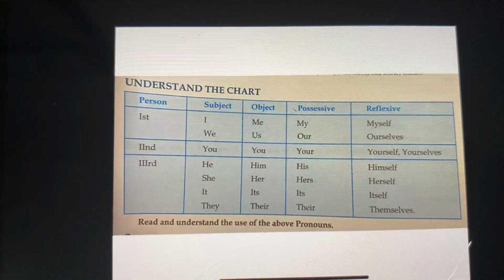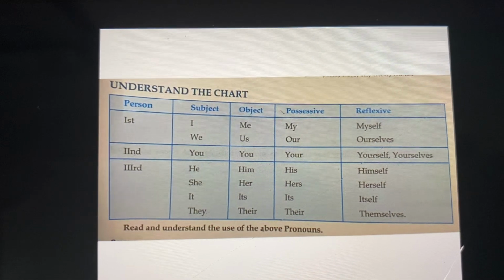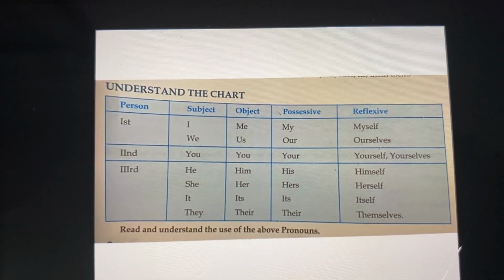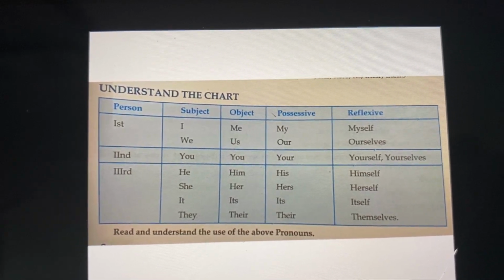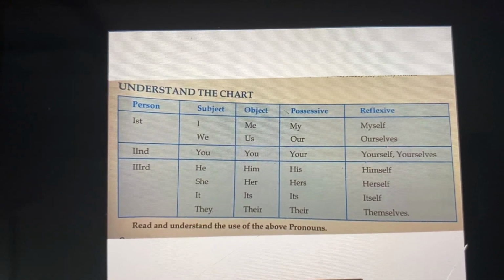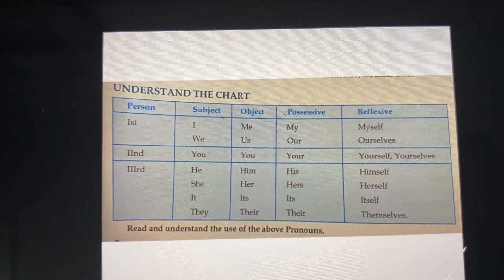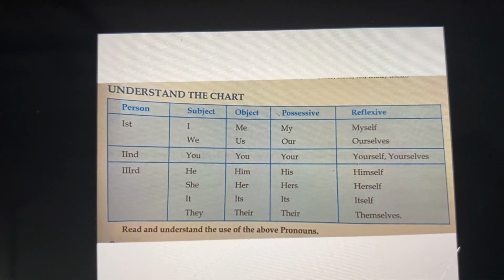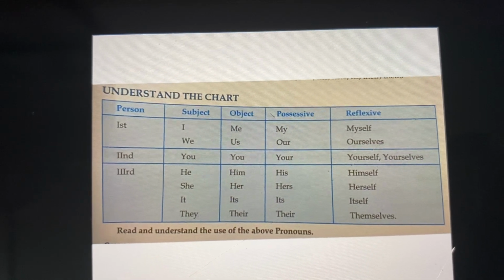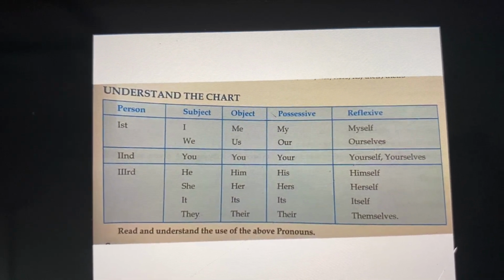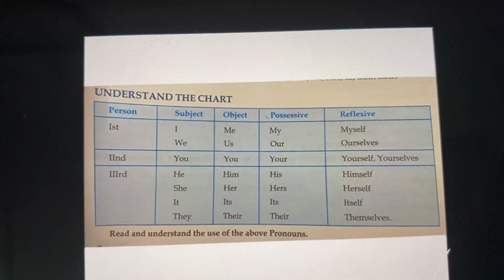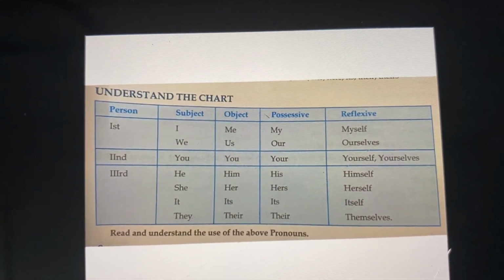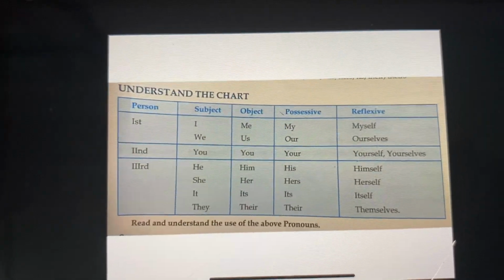Now let's see. First person we always use I. Now let's take an example. I need to talk. I is a first person. Now if I say I need to talk to you, now you will be my second person. And if I further extend the sentence and say I need to talk to you about her, so here her will become my third person.